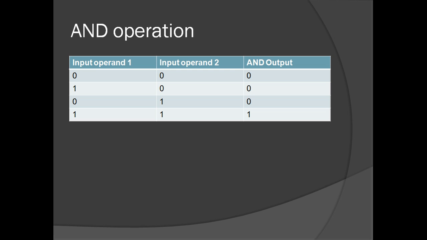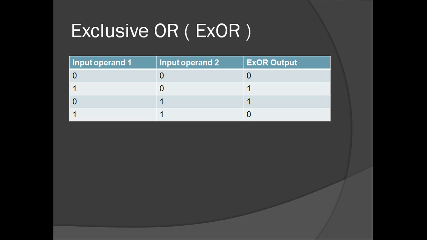First, the AND operation. The first column is the first input, the second column is the second input, and the third column is the output. Remember that in the AND operation, only if both inputs are 1 do we get 1 as output. In all other cases, the output is 0. This is the OR operation. In the case of OR, we get 0 only if both operands are 0. In the case of XOR, we get 1 as output if the inputs are different. If the inputs are the same, we get 0.